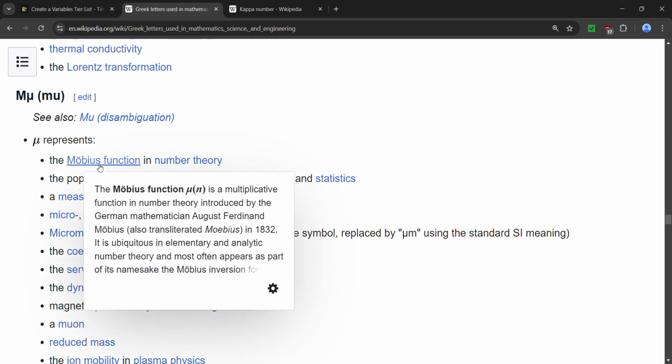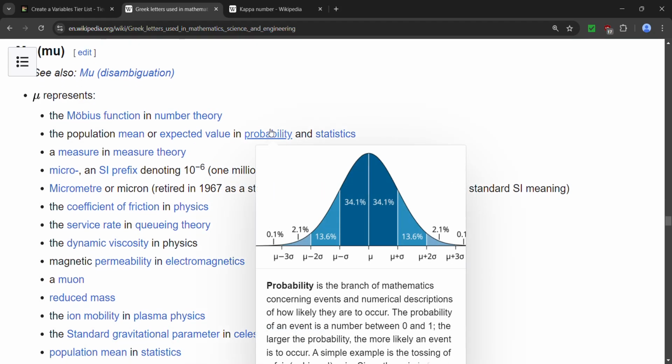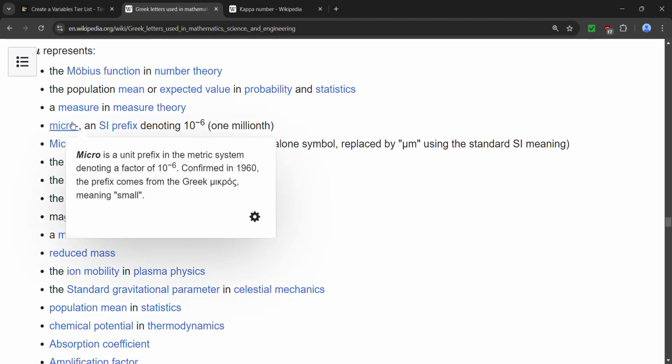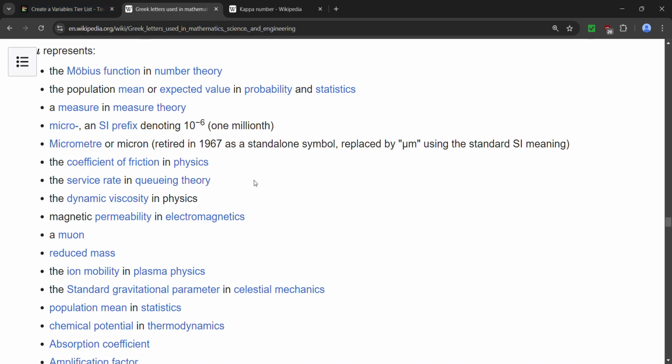So the Mobius function, never even heard of that. Is it the same thing as a Mobius strip? Maybe. Cool name though, so I'll give it a couple points for that. The population mean in statistics. It does have some good applications in statistics from the limited amount I've seen. Oh, the fact that it represents micro is also a big thing, like mu m for micrometers. That's a pretty impressive thing that it managed to pull off. Okay, coefficient of friction.